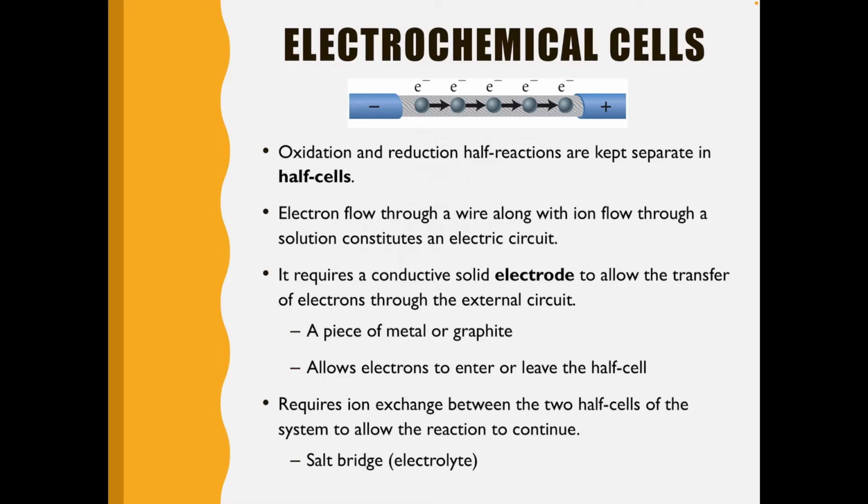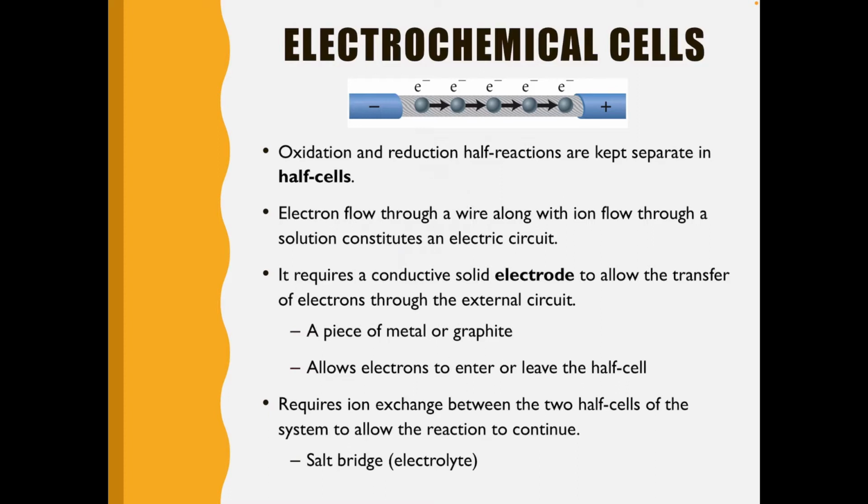We need to have a conductive solid electrode in each one to allow the transfer of electrons to go through that external circuit, right? We're not going to stick our wire just in the solution. We're going to have our wire connected to a piece of solid metal, typically. Sometimes it can be graphite, but usually it's going to be a piece of metal. So you're going to have metal sticking in a solution in a beaker, essentially, with a wire connected from each metal. And then that wire and that electrode will allow the electrons to enter or leave the half cell. So the electrons can either go into the solution or leave the solution.